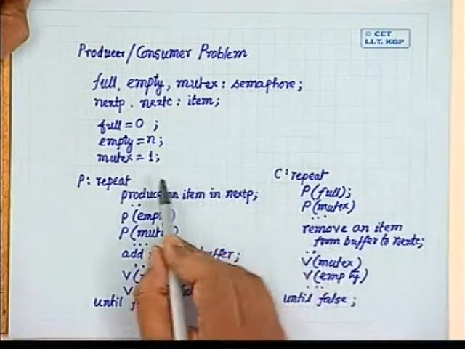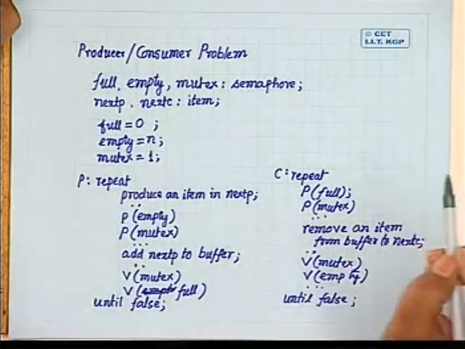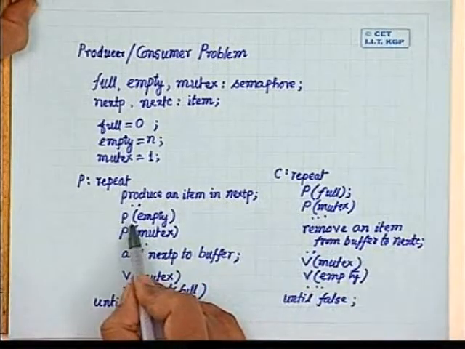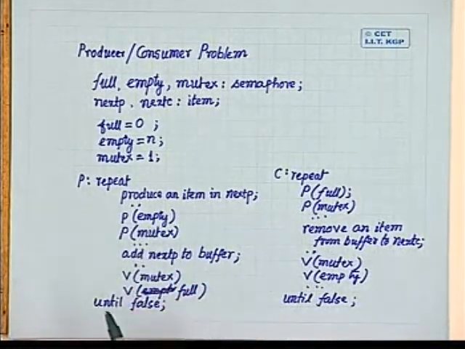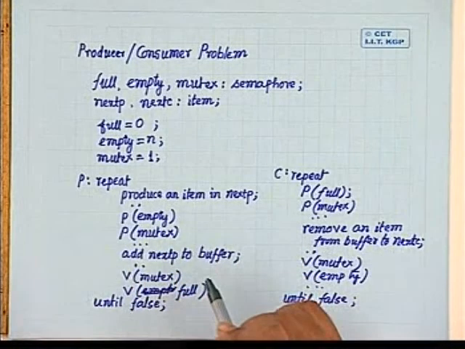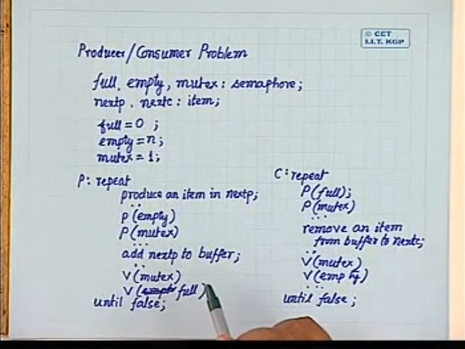So whenever the value of empty comes down to 0, that means the buffer is full. If this P(empty) operation is not successful, in that case we know that the buffer is full, so the producer process cannot put this item into the buffer. So the producer process will be blocked.